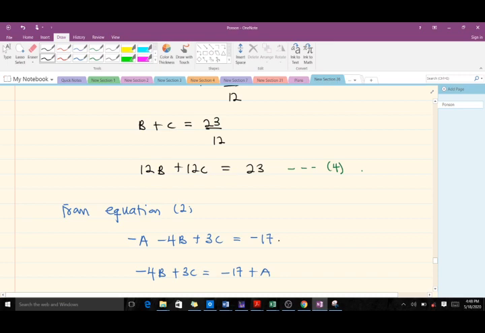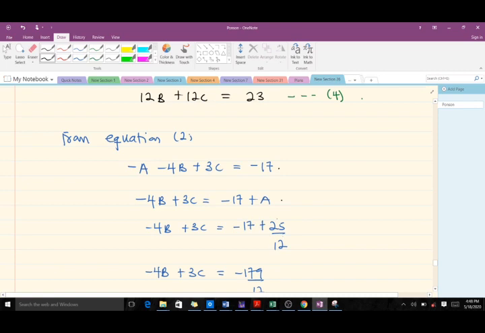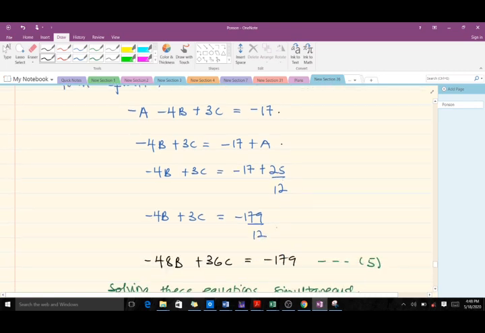But now we have the value for a, right? So this is the same as negative 4b plus 3c. We decide to bring the a to the right hand side, so we get negative 17 over a. Then here, when we substitute the value of a into the right hand side, we get this, right?